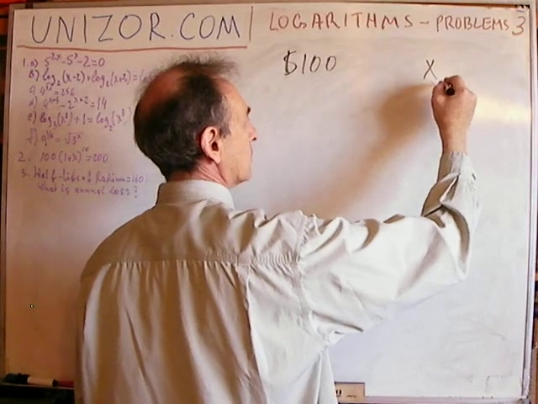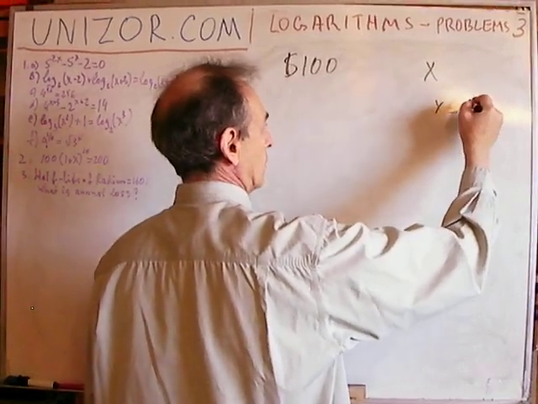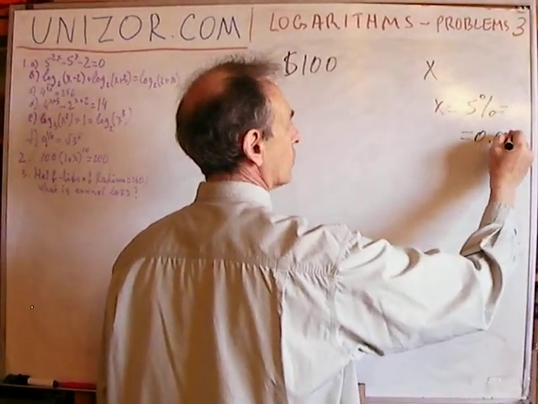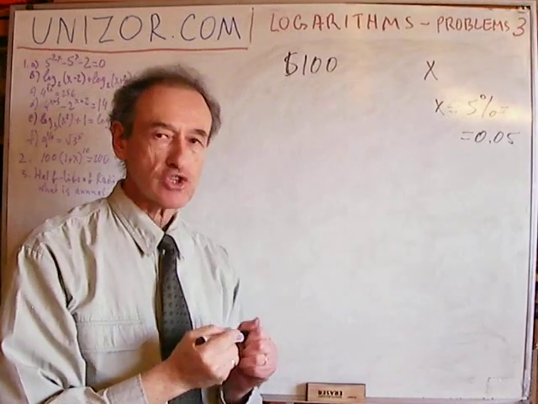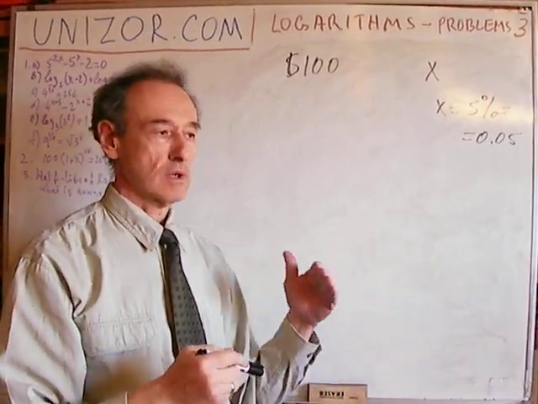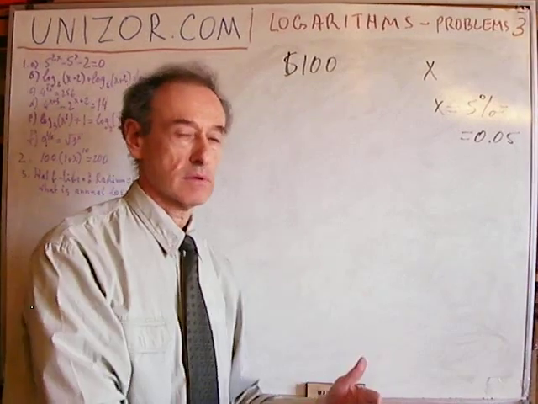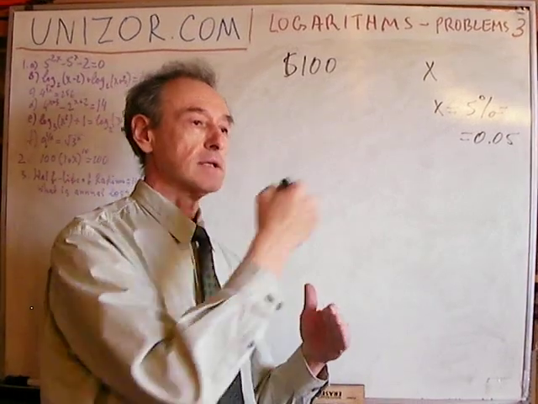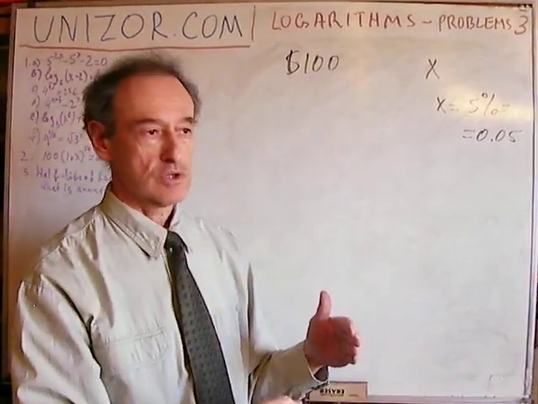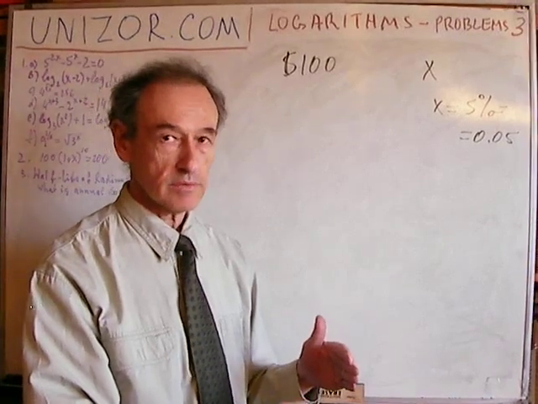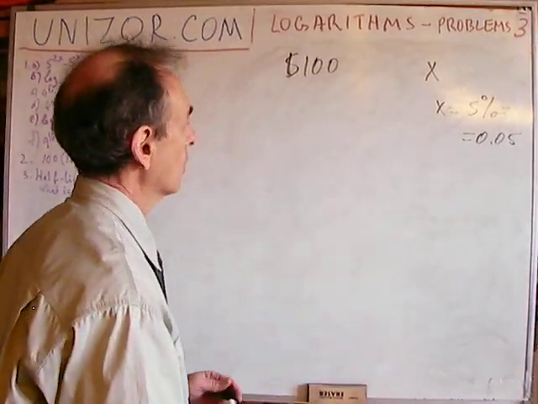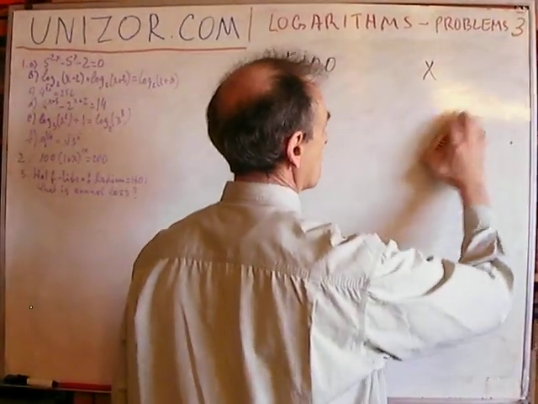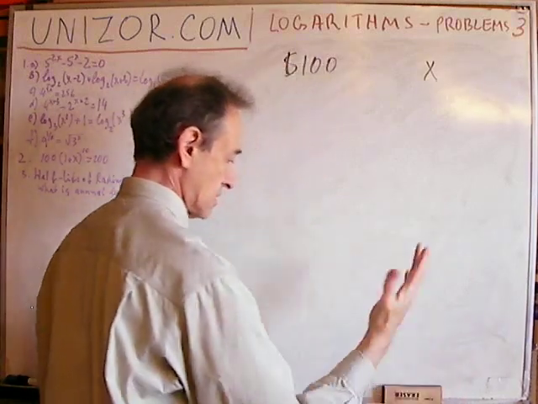for instance, if x is equal to 5%, then x is actually 0.05. So this is a fraction of the capital which will be added after the first year to whatever it was in the beginning of the first year. It will be added at the end of the second year relative to whatever it was in the beginning of the second year, etc.